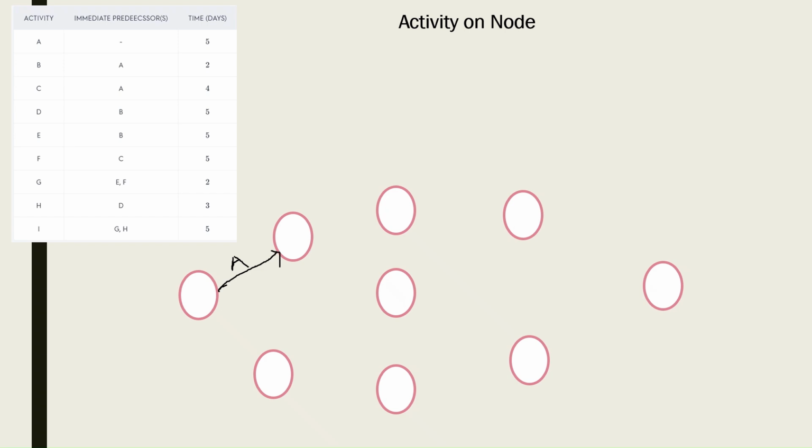Please remember this difference. First we will see the activity on node, how to draw the activity on node diagram using the predecessor table, and after that we will also see how to draw the activity on arrow diagram using the predecessor table. Now first we will see the activity on node diagram.